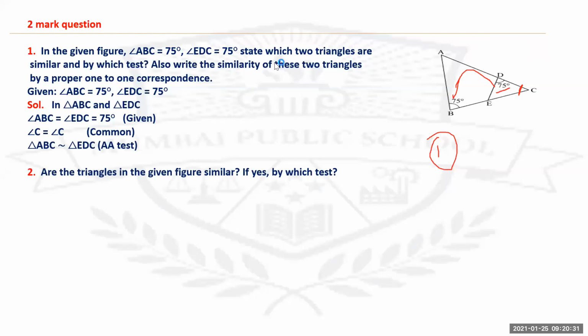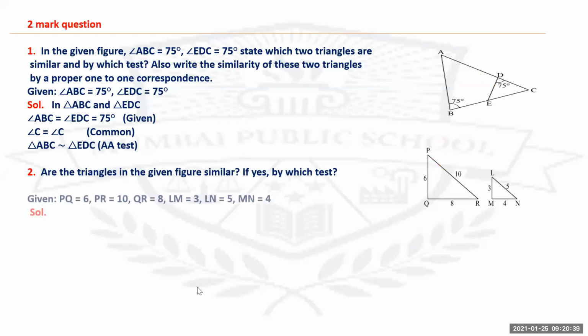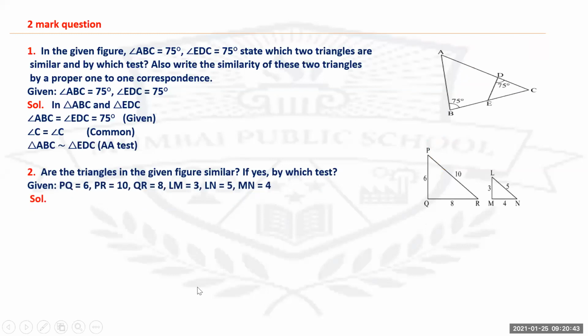Are the triangles in the given figure similar? If yes, by which test? Given, check: PQ equals 6, PR equals 10, QR equals 8, LM equals 3, MN equals 4. When you look at the figure, that is when you can guess which kind of property you are going to apply. All the information here is regarding the sides: 6, 10, 8, 5, 4. So which test do you have regarding the sides?